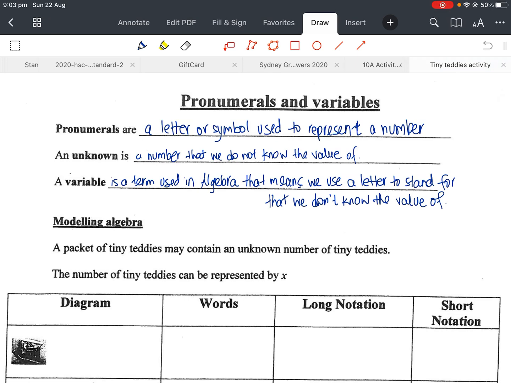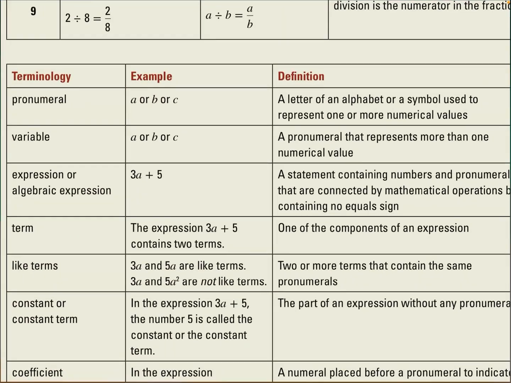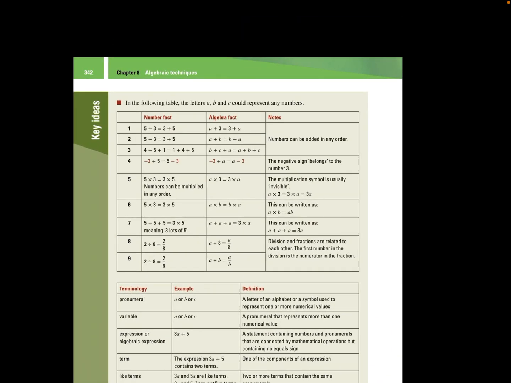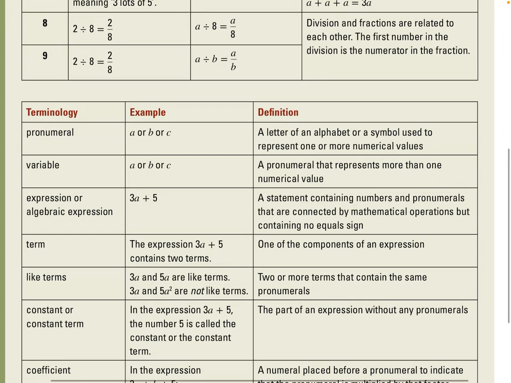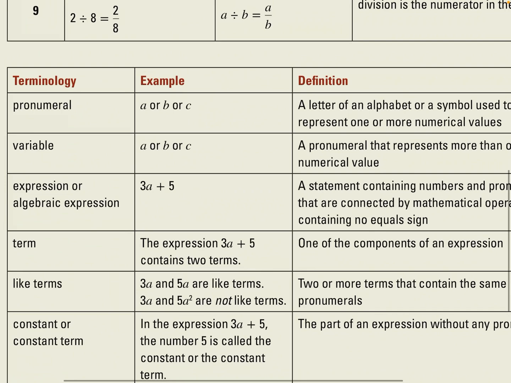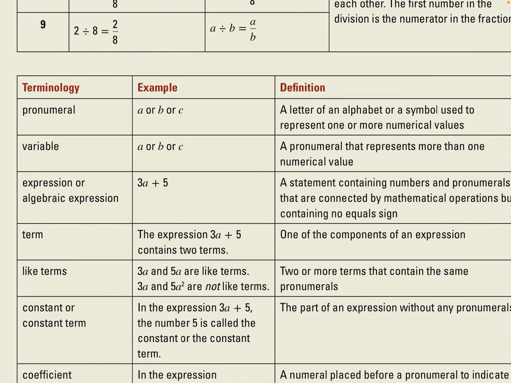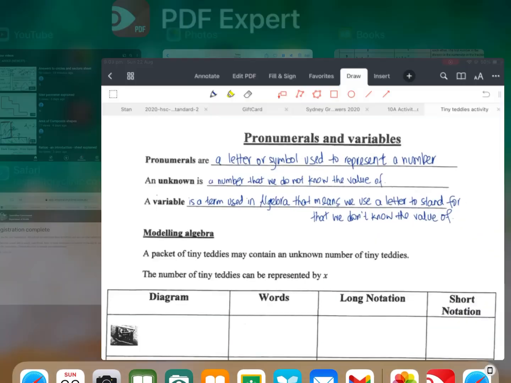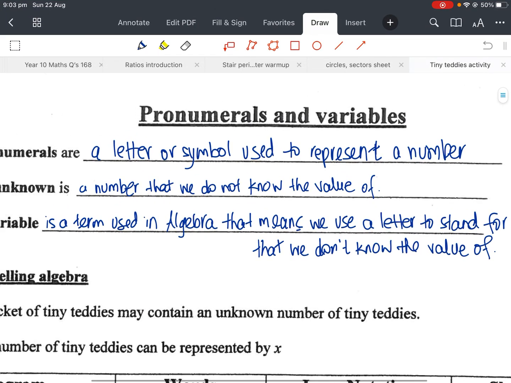So the first thing I want to do, and obviously pause whenever you need to go off and get something, I want to go over what a pronumeral is. So I opened up your textbook on this page here. This is page 342 for those of you. Remember, it should be in your book section of your iPad. And they gave me some terminology there. A pronumeral is a letter of an alphabet or a symbol used to represent one or more numerical values. So I went back to my sheet and I wrote down pronumerals are a letter or symbol used to represent a number. So really all you need to know is that a pronumeral in algebra is just a letter, okay? That's all you need to know.